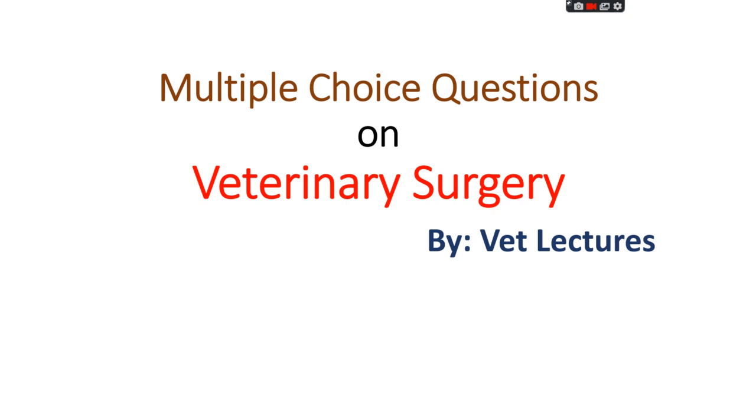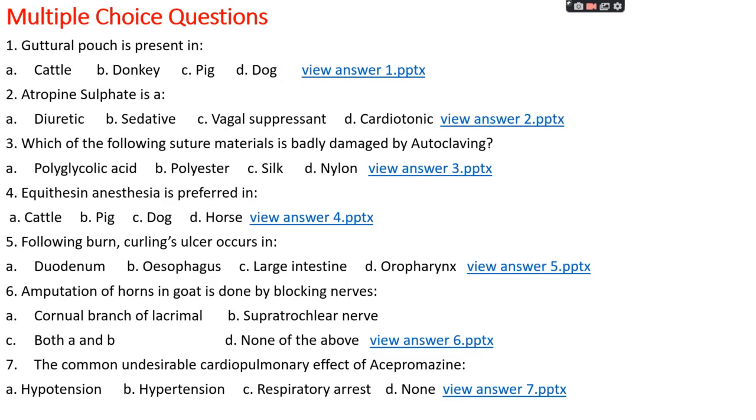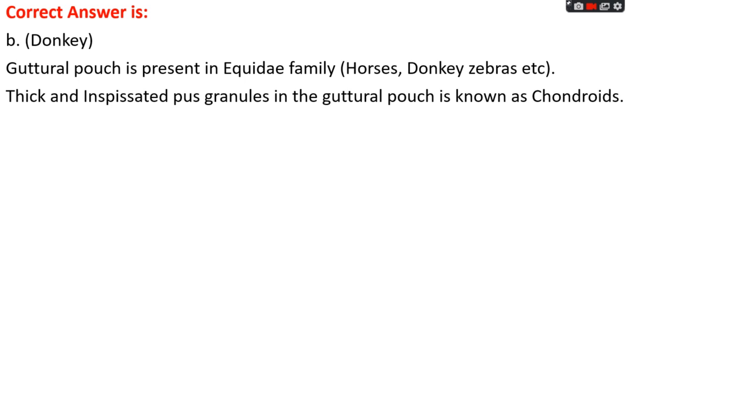Today we will discuss multiple choice questions on veterinary surgery. Question number one. Guttural pouch is present in options A, cattle, options B, donkey, option C, pig, options D, dog. The right answer is option B, that is donkey.